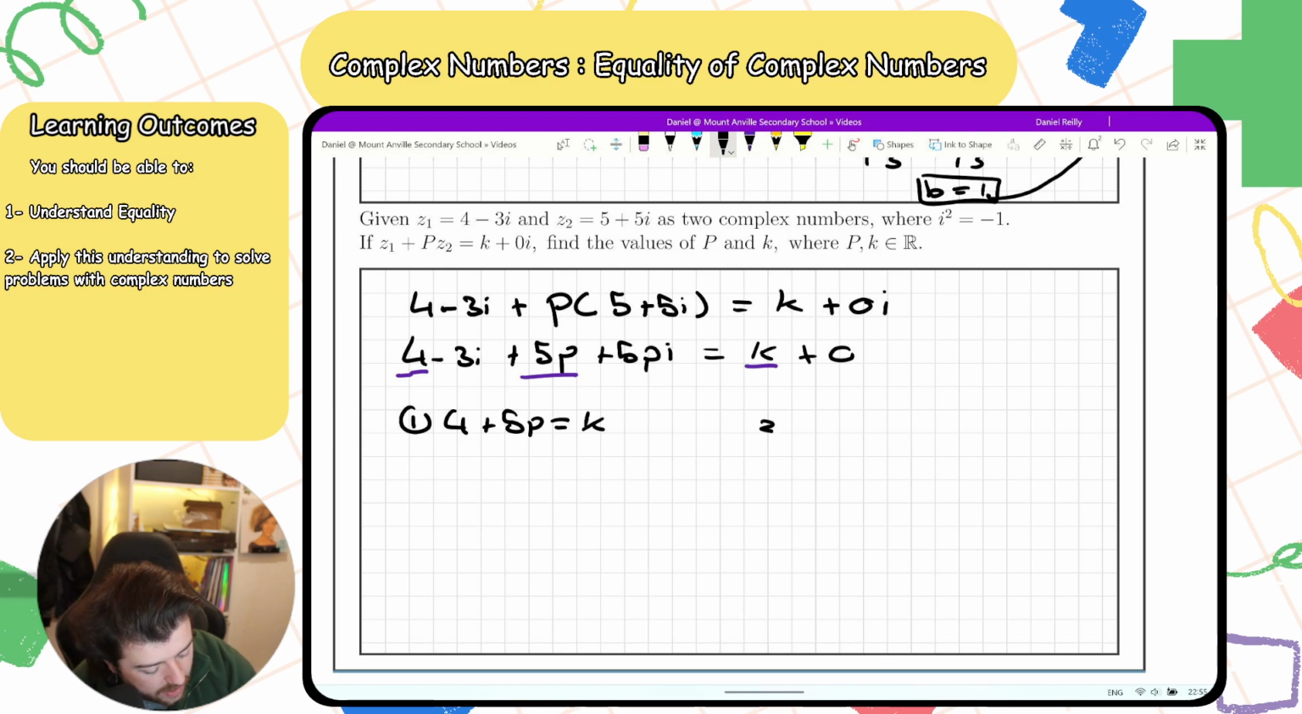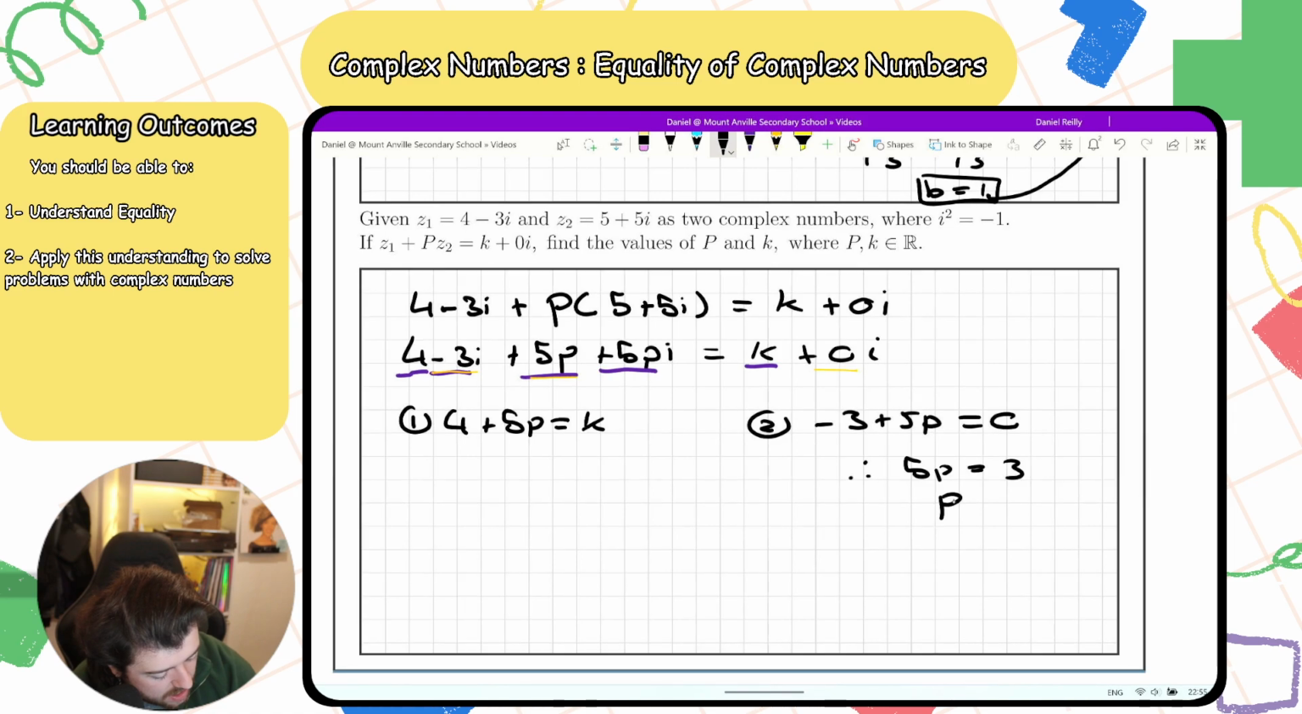And then the second equation here is minus 3 plus 5p, so a different color here, minus 3 plus 5p is going to be equal to 0. Well, it has to be 0i. It goes 0. So minus 3 plus 5p equals 0. Therefore, 5p is equal to 3. P is going to equal 3 over 5.